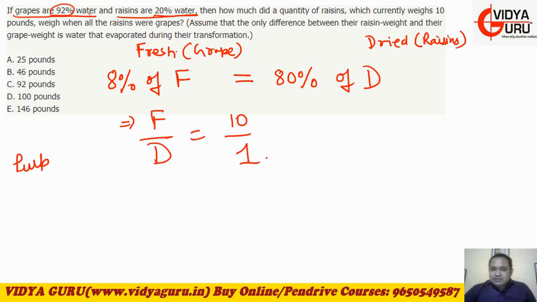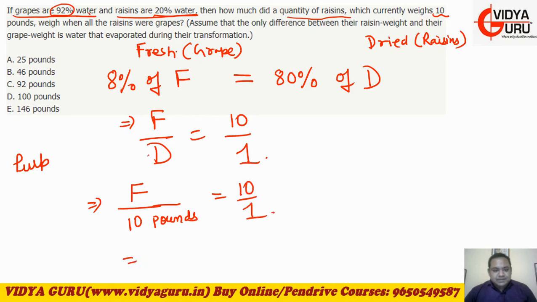Now let's put the values. In the question it is given that a quantity of raisins currently weighs 10 pounds. So the dried value is given. That means after it is dried, we have found out that it is 10 pounds. We have to understand how much it was when it was fresh. So 10 pounds, we use this relationship, which is equal to 10 by 1. So F must be 10 into 10, 100 pounds. So this is the answer.